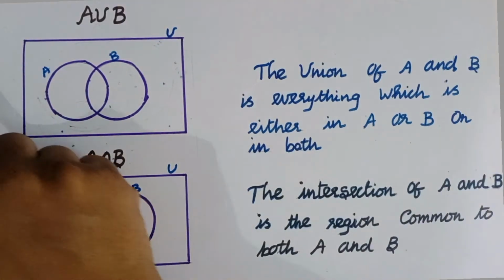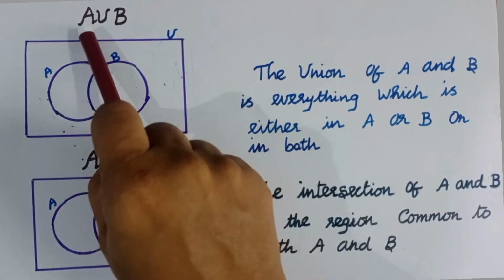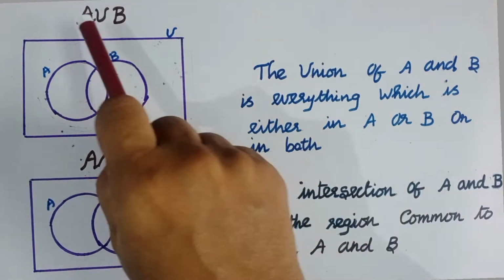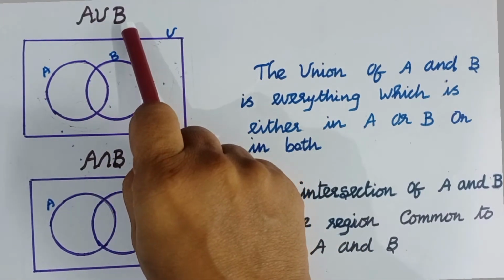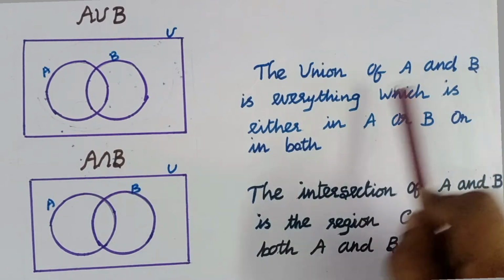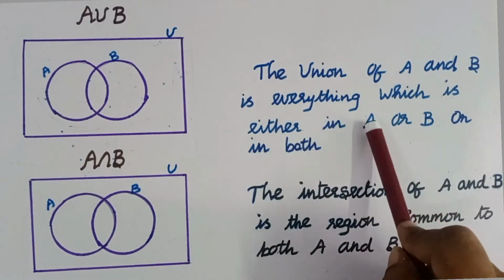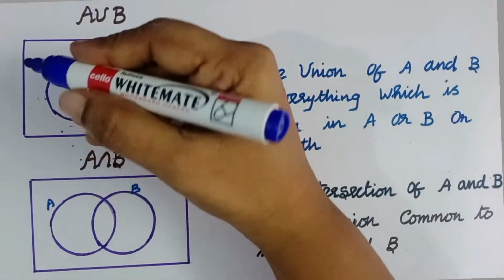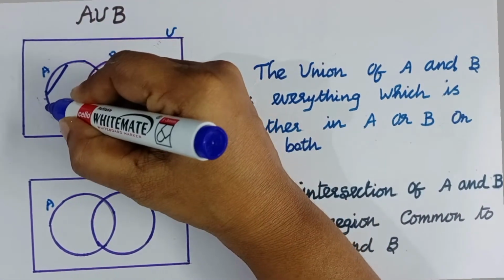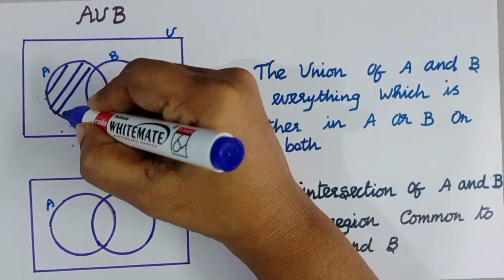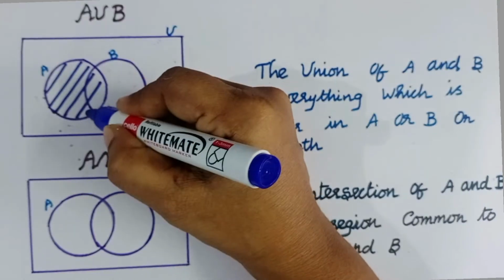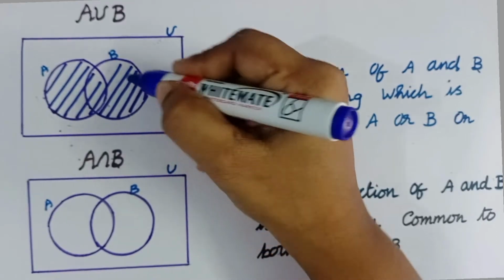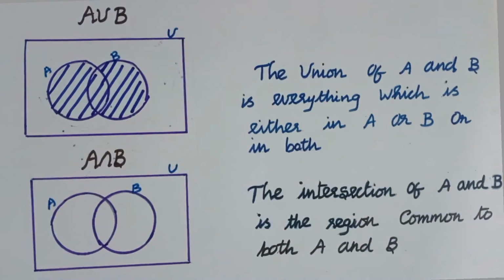The first set operation, A union B. We have to shade both the A circle and B circle, the union of A and B. That is, the union of A and B is everything which is either in A or B or in both. So let us shade this A union B. That is the full A round, and then you have to shade fully the B round also. This is A union B.